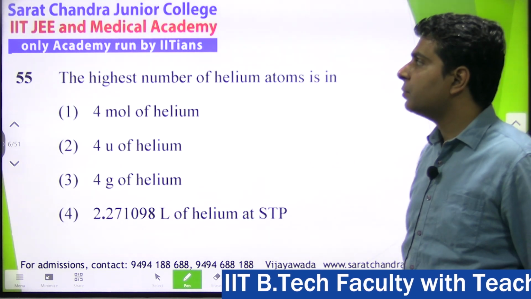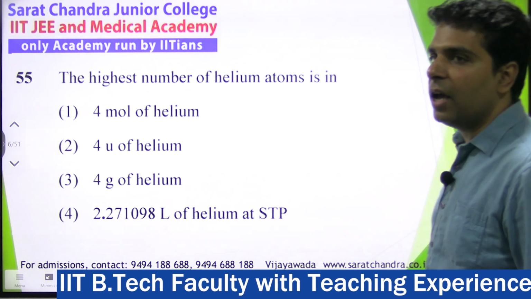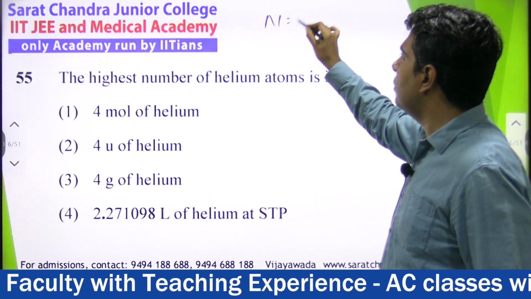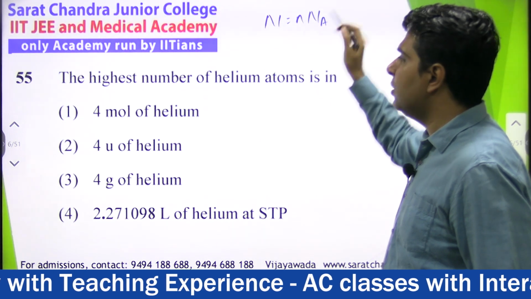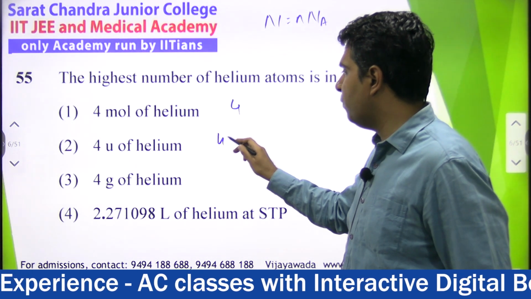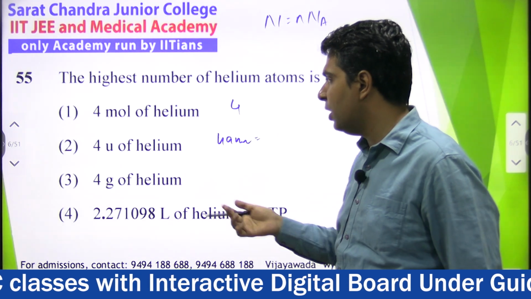Next question. The highest number of helium atoms is in, 4 options are given. So you have to tell the highest number of helium atoms. The number of helium atoms will be the number of moles of helium times Avogadro's number. So the number of moles in the first case is 4 moles. In the second case it is given 4 AMU. 4 AMU means the atomic mass of helium is 4 AMU.